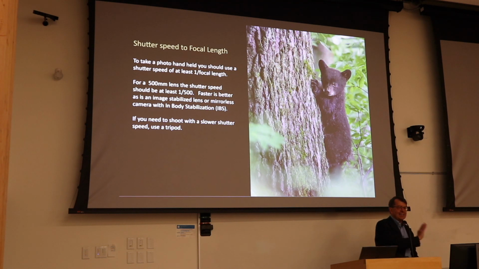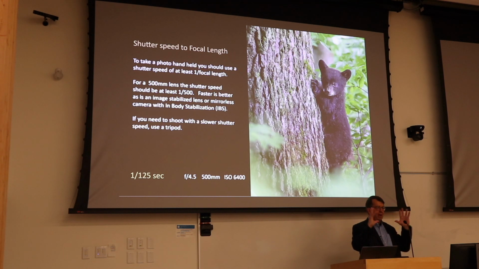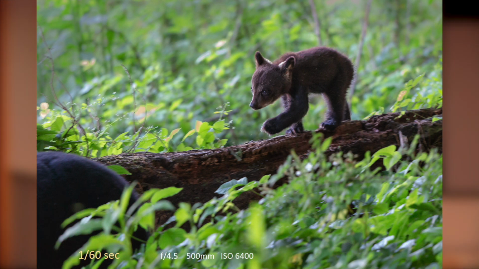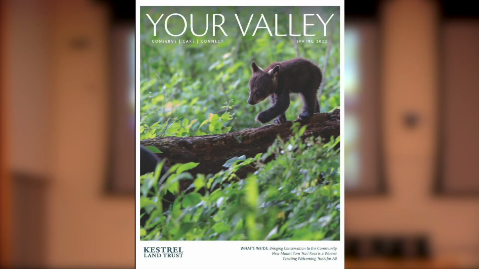Even with image stabilized lenses and in-body stabilization for cameras now, you need to keep this really still. If you're going to be shooting slower, like this one, I think this was at 1/125th, but this was on a tripod, so it was able to hold the camera quite steady. So just mother and cub, and then baby following mom, balancing on the log. And so this one was actually on the cover of the Kestrel Land Trust's spring issue this year.